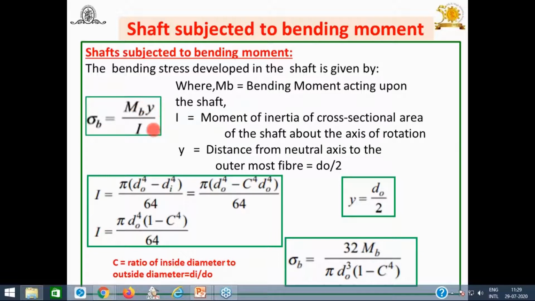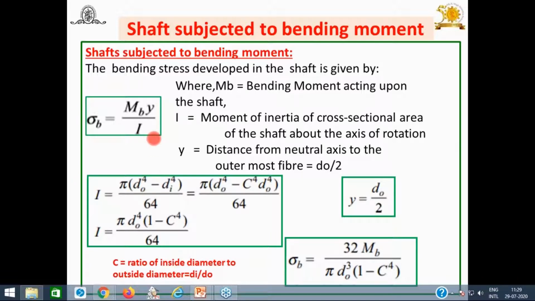The sigma b is equal to Mb y by I. This is bending stress. Mb is the bending moment. Y is the distance from the neutral axis. I is the moment of inertia of cross section about the axis of rotation. So what is happening here? Here I is going to change for the hollow shaft. Why? That is do by 2. We know very well, when shaft is subjected to bending moment, in this equation sigma b is equal to Mb y by I, we have already used this equation for solid shaft also. To replace this y by do by 2 and I, that is mass moment of inertia, by this equation.